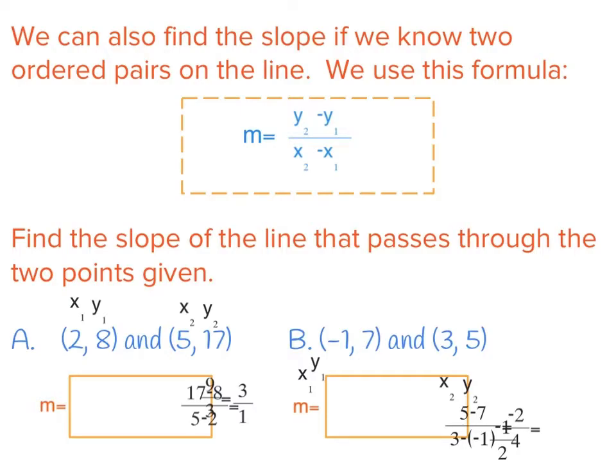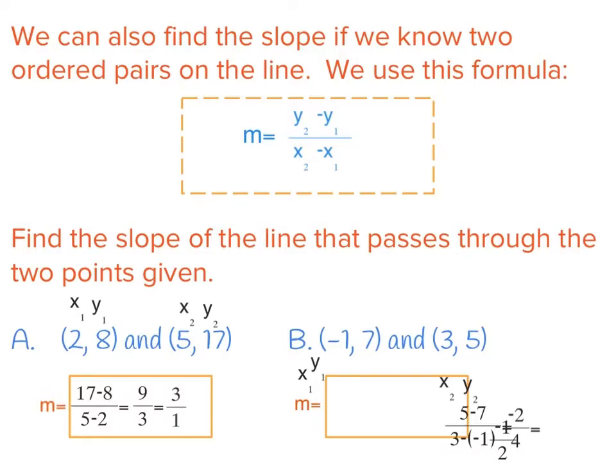So my formula is m is equal to y2 minus y1, so that means it would be 17 minus 8 over x2 minus x1, so 5 minus 2. Now that I've substituted, I'm just going to solve for m. So when I subtract 8 from 17, I get 9, and when I subtract 2 from 5, I get 3. And 9/3 can be simplified because both numbers are divisible by 3, so it's going to equal 3 over 1. So the slope of the line when I'm given these 2 points is m equals 3 over 1.